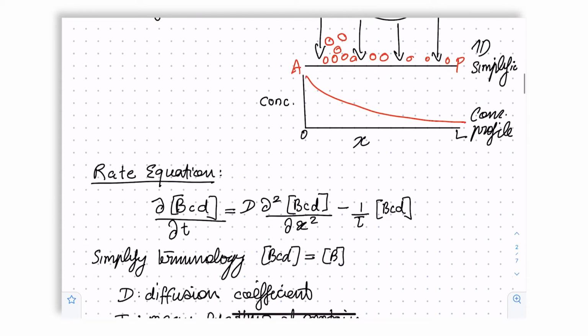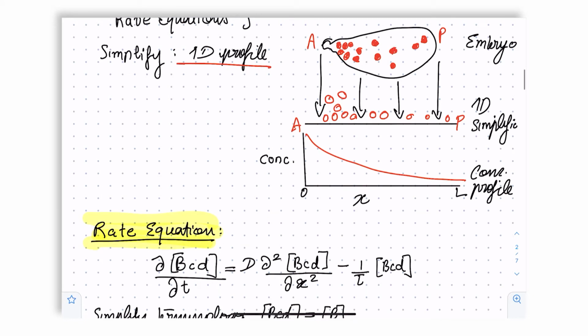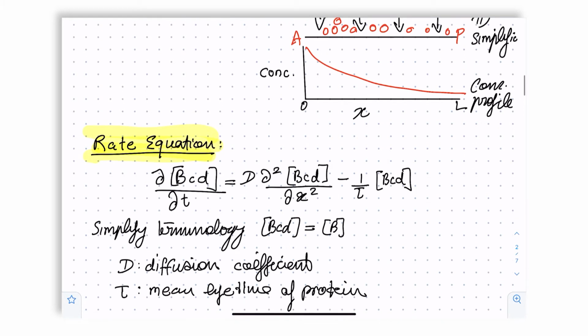So in a rate equation sense, the equation that we're going to be interested in putting down is going to be nothing but a reaction diffusion equation, which looks something like this. The del BCD by del t, or the partial differential equation of the time evolution of BCD's concentration, is the product of the diffusion coefficient times the second derivative of BCD concentration by del x square, where x is the spatial position, minus 1 by tau times BCD. What is tau? Tau is just simply the mean lifetime of the protein, meaning how long it lasts on an average. And D is, of course, diffusion coefficient.